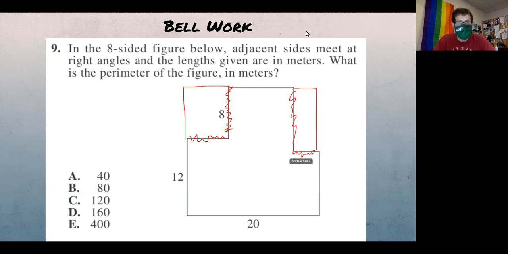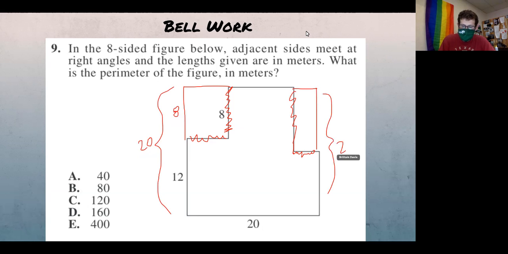So the perimeter of this weird octagon is the same as it would be if this was a big square, because now this 8 got transferred over, so that's 8. So the full length right here is 20. So this side's going to be 20. This side up here is going to be 20. So that is, at least in my mind, the simplest way of thinking through this.